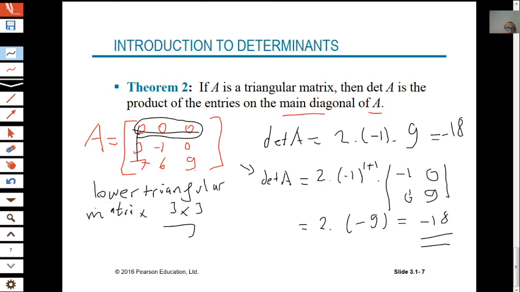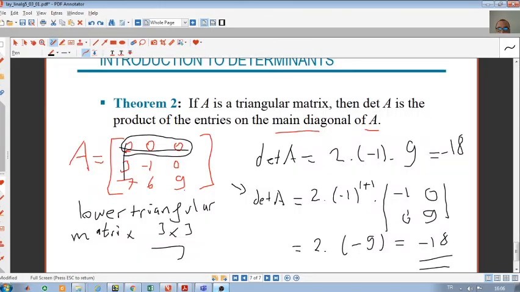Okay. Therefore, when we have a triangular matrix, whether lower triangular or upper triangular, it is enough to multiply the entries on the main diagonal of the given matrix to find its determinant. Okay. Thank you very much for your listening.